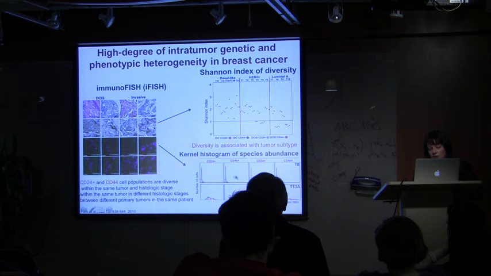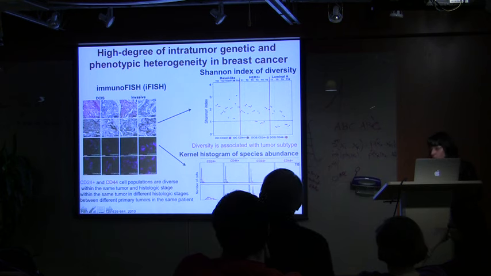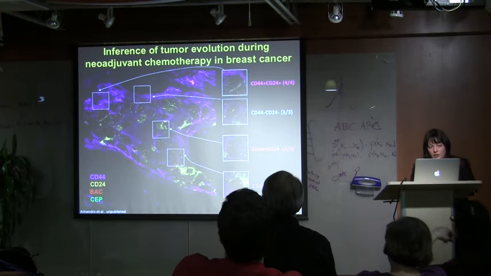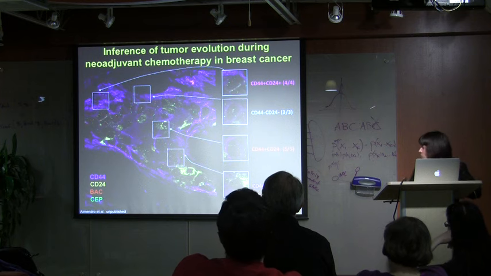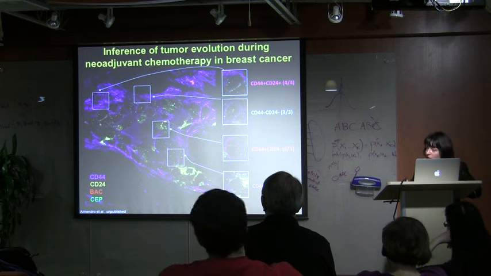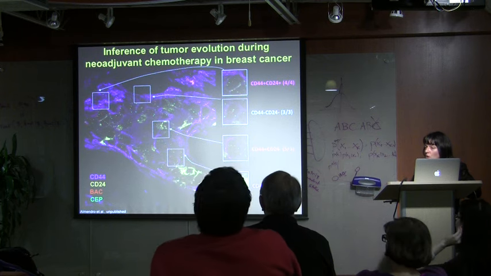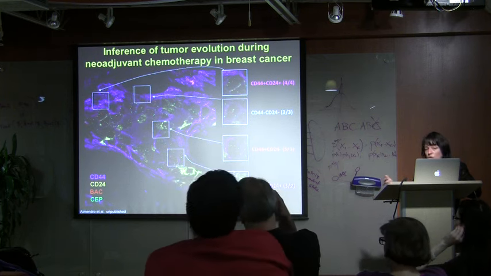So the point is that this plot can tell you that this population looks fairly homogeneous, this tumor, whereas this one is very heterogeneous because we see at least four different populations of cancer cells. More recently, we apply this kind of measure for tumors before and after chemotherapy, with a question of asking how tumors change during treatment.